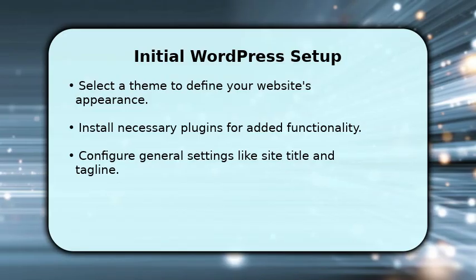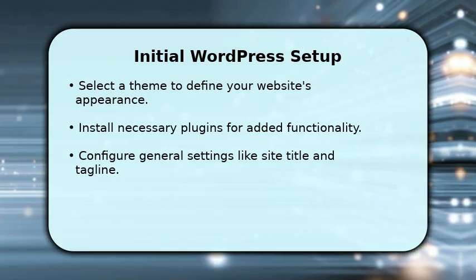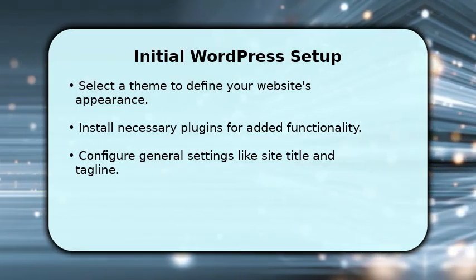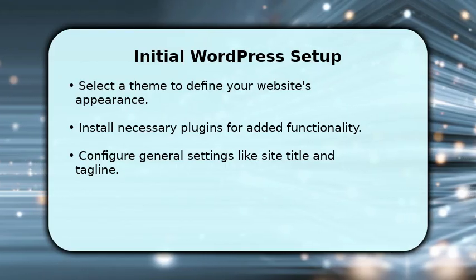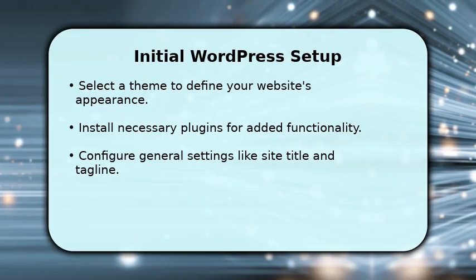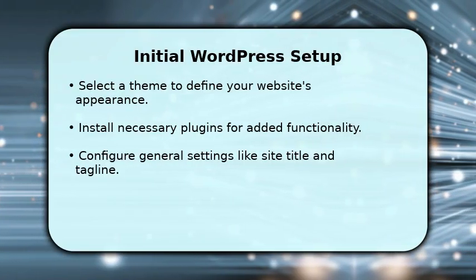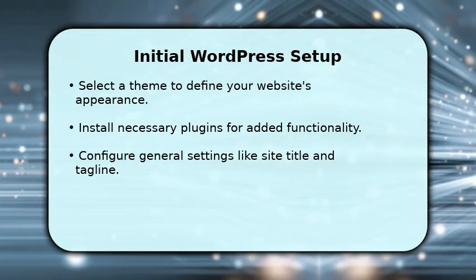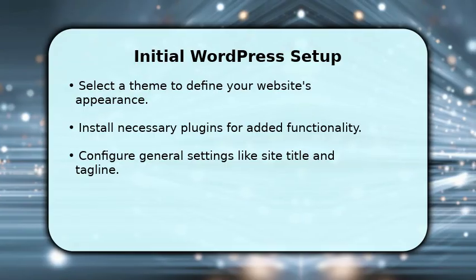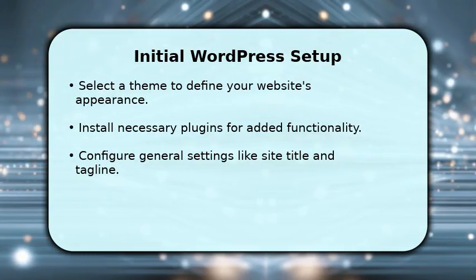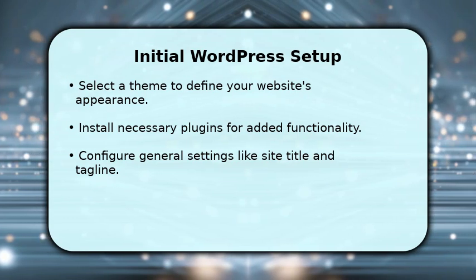Begin by choosing a suitable theme from the thousands available, which dictates your website's visual style and layout. Next, install essential plugins to extend functionality, perhaps for SEO, security, or contact forms. Finally, configure your general settings, including your site title, tagline, and permalink structure, which helps with search engine optimization. These initial configurations lay the groundwork for a professional and functional website.